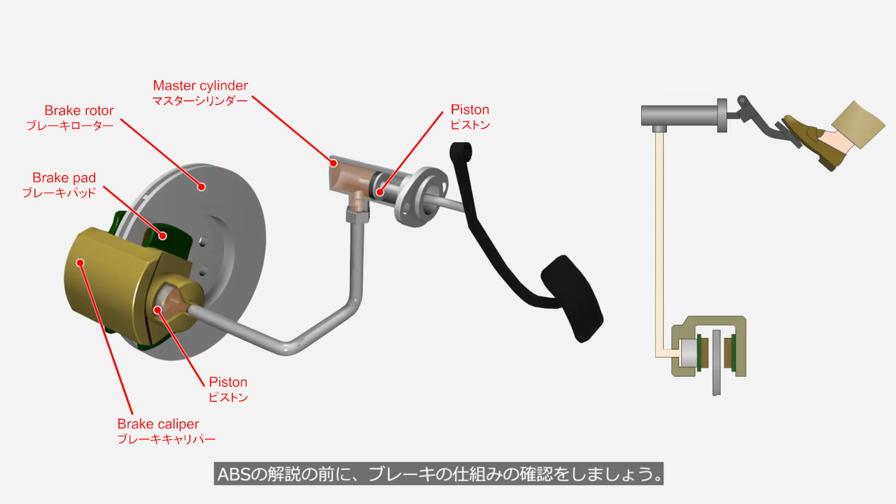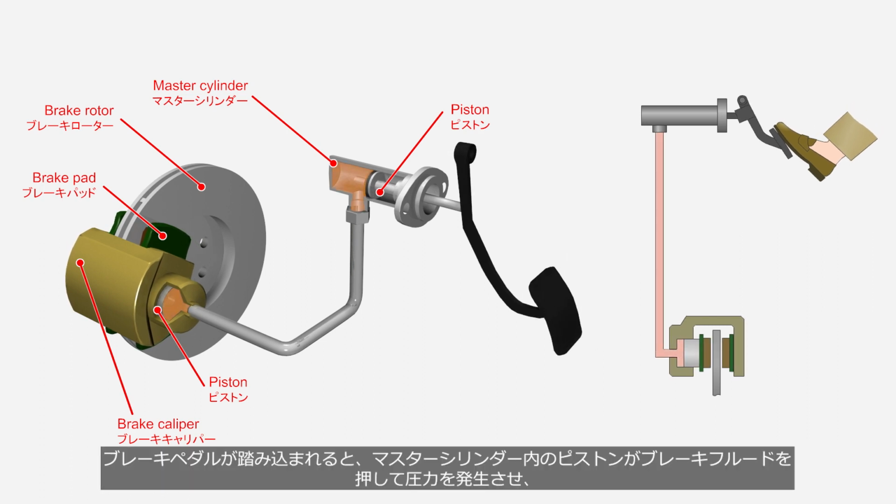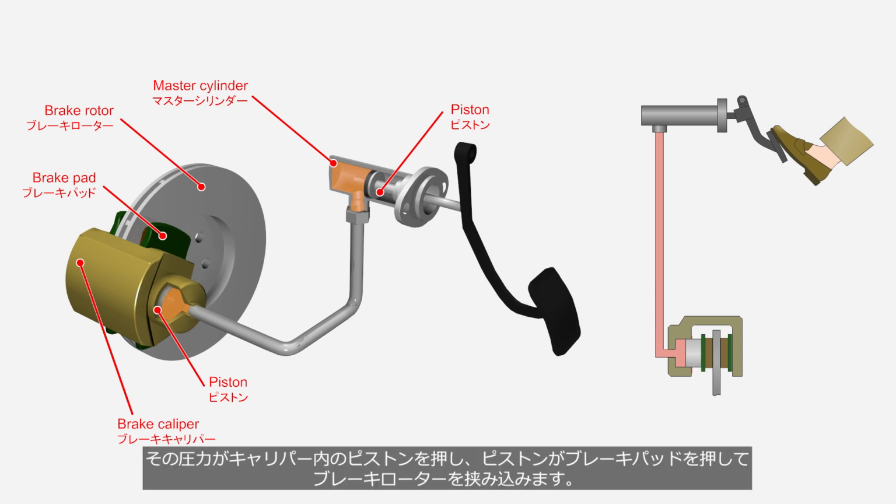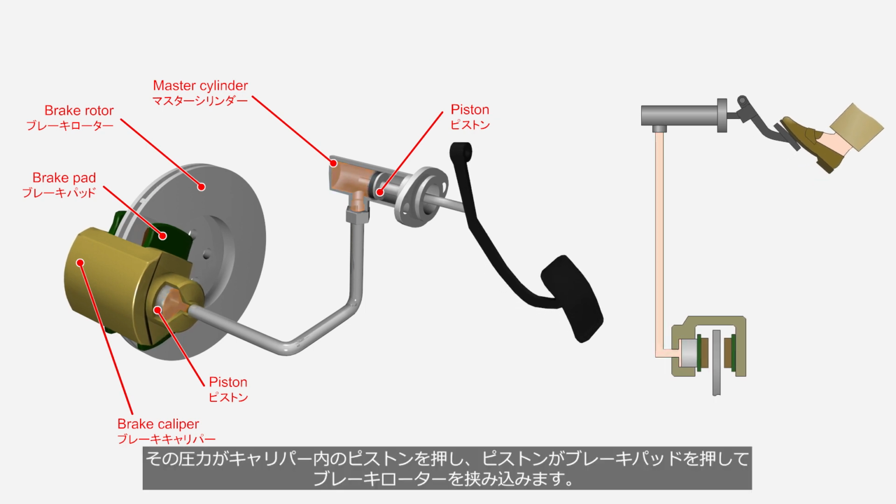Before explaining ABS, let's review the mechanism of the brake system. When the brake pedal is depressed, the piston inside the master cylinder creates brake fluid pressure. This brake fluid pressure pushes the piston in the brake caliper, and the piston presses the brake pads and clamps onto the brake rotor.